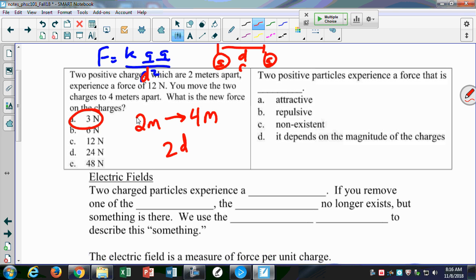So if I double the distance, going from 2 meters to 4 meters, I doubled this value, that means I'm going to quarter this value. And so whereas it was 12 newtons, I quarter it, now it's going to be equal to 3 newtons. So that's why A is the right answer. You'll see a question like that where I ask you what happens if you change this value. And then 2 positive particles experience a force that is what?